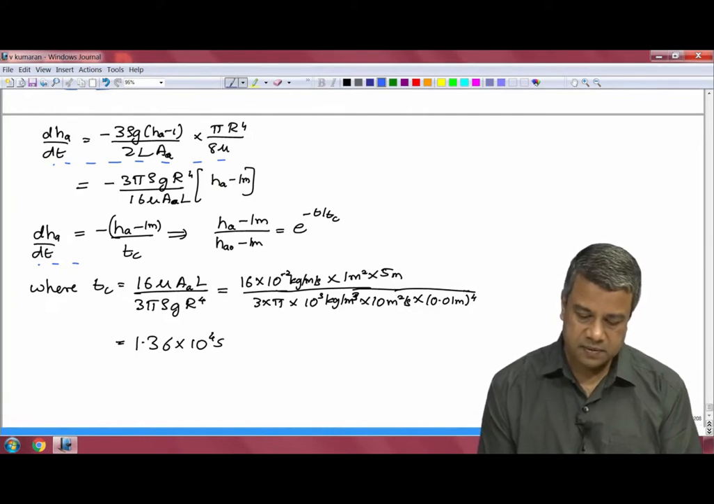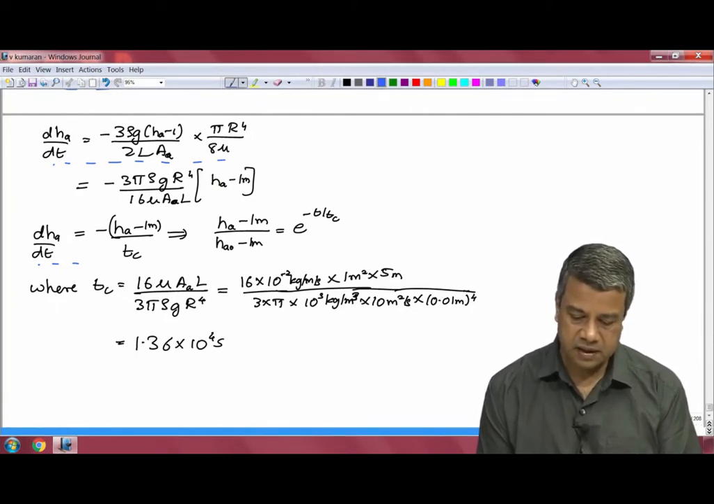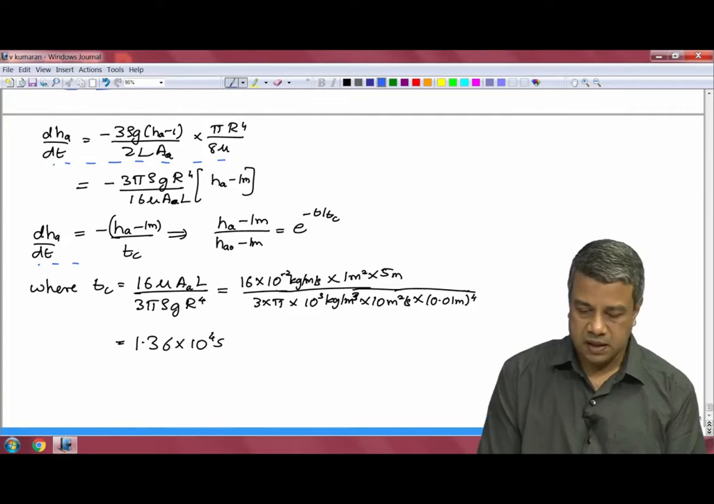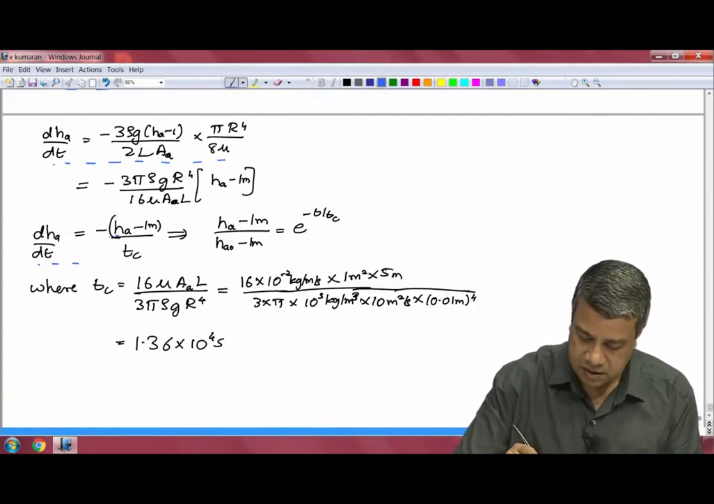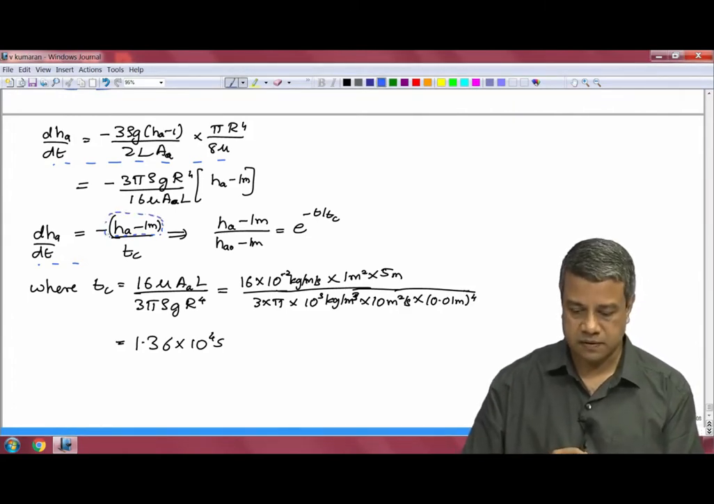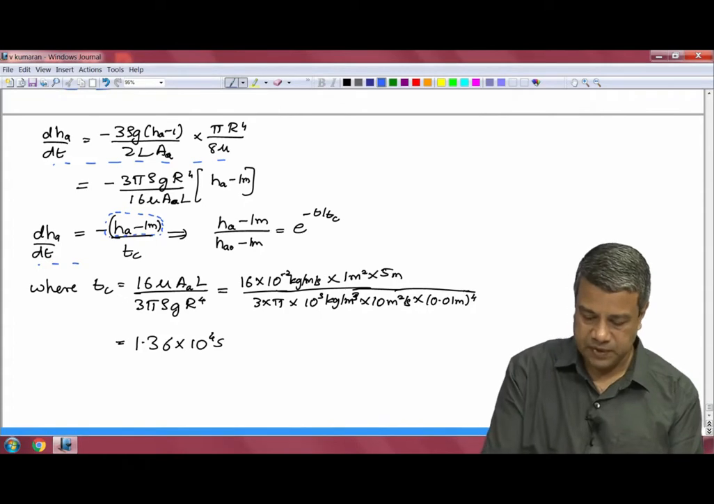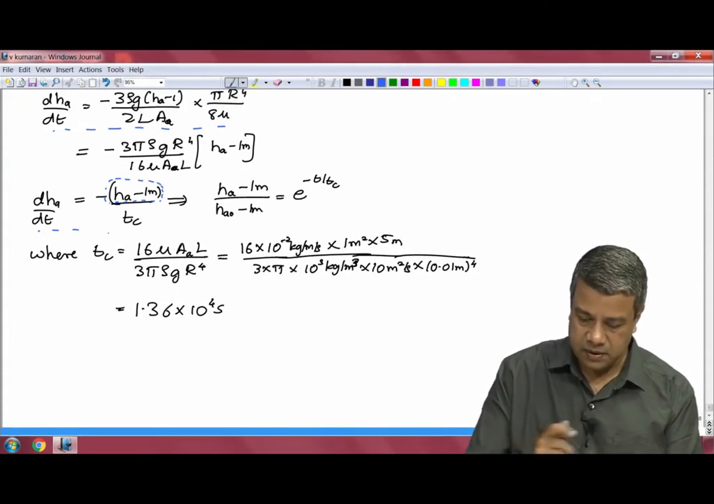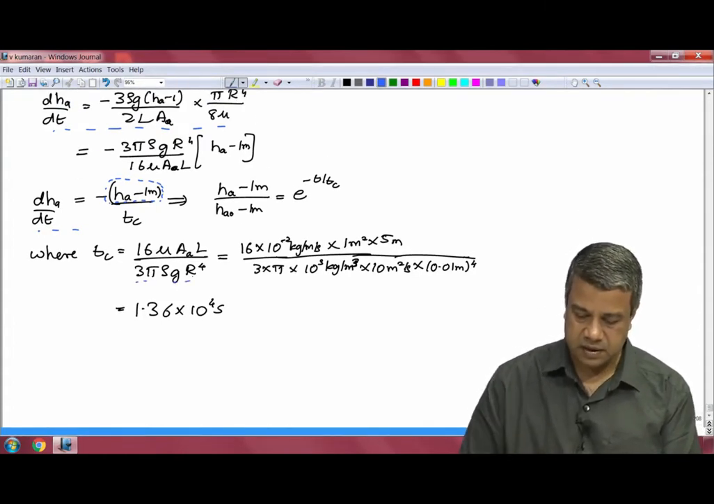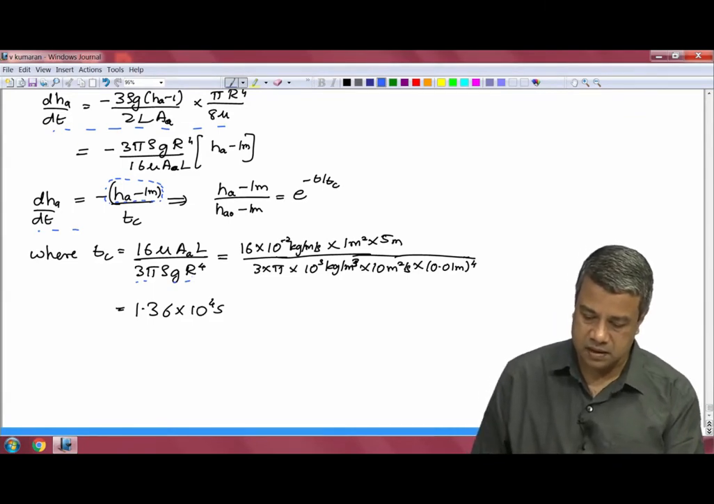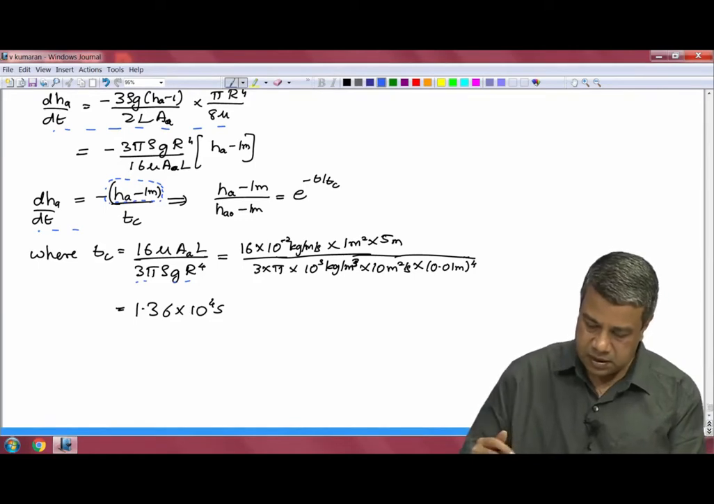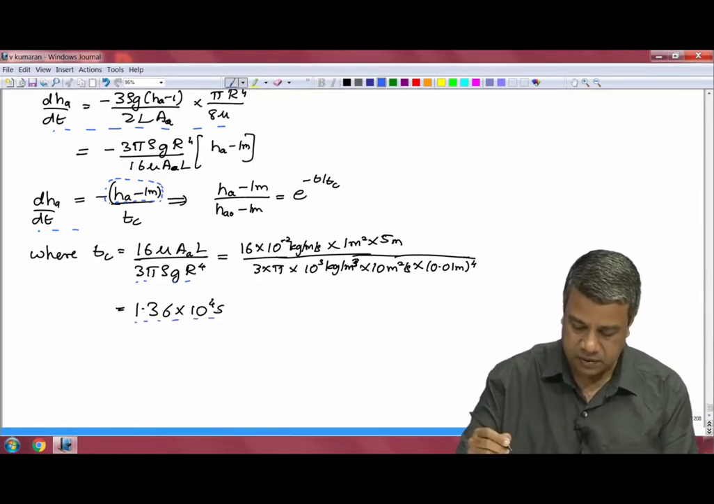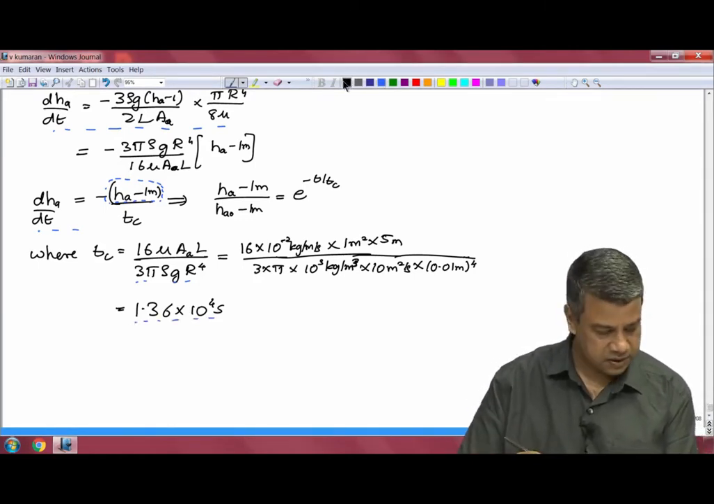So, we had got an expression for the rate of change of the height of tank A with time as the difference between the instantaneous height and the final height when there is no pressure difference, divided by a characteristic time. And that characteristic time, we had derived an expression for this, as 16 mu times the area times length by 3 pi rho g r power 4, and I had calculated that for you, 1.36 into 10 power 4 seconds.